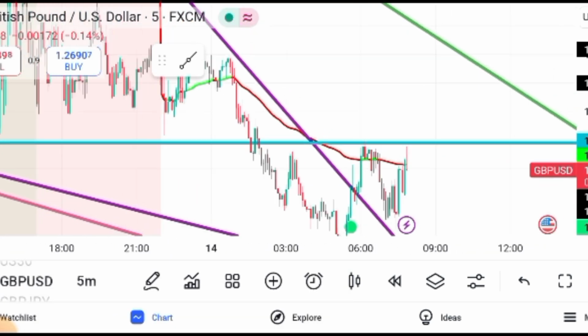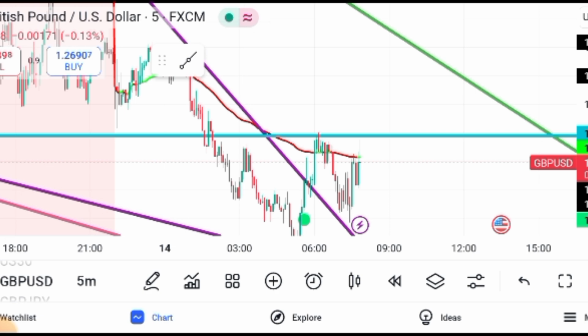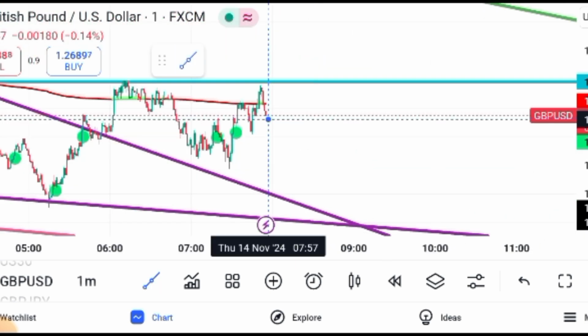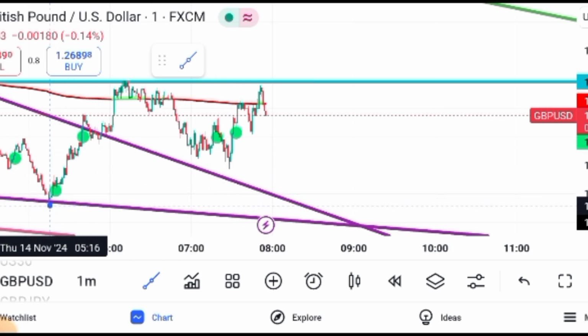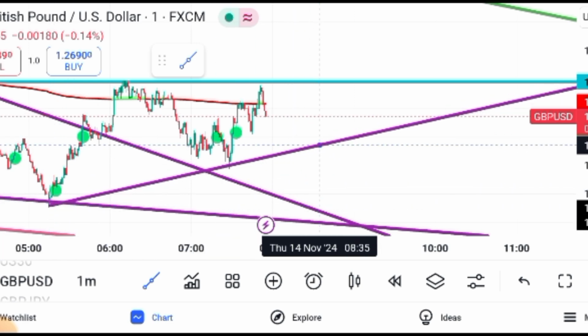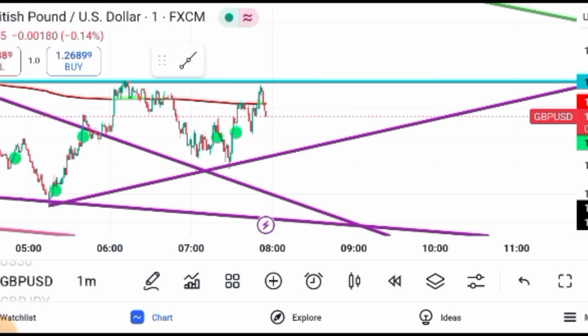Yeah, on 5 minutes, you see that is a reversal. It reversed as soon as it hit this resistance line right here. So we'll see what happens from here. I am feeling tempted to draw a trend line here. I feel very tempted to draw a trend line.